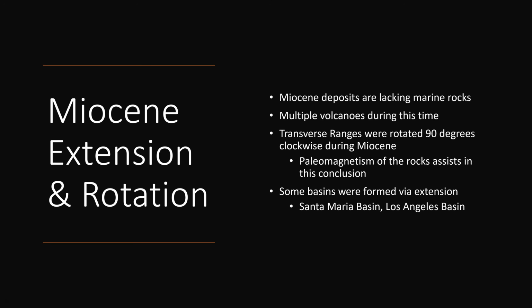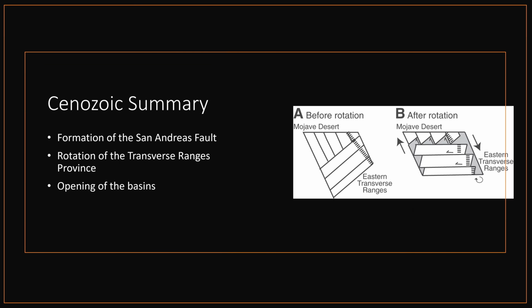Some of the basins were formed via extension, like the Santa Maria Basin and Los Angeles Basin. So looking at what this rotation would look like, in the Cenozoic, we saw the formation of the San Andreas Fault, which started the rotation of the transverse ranges. This opened up the basins, which are between these ranges.